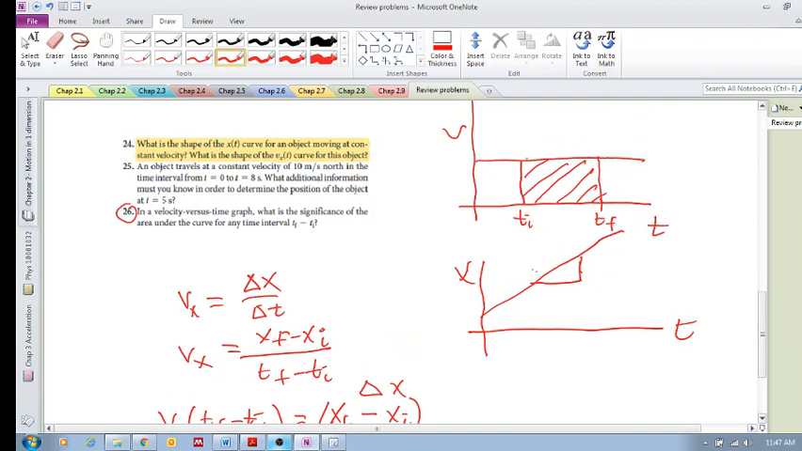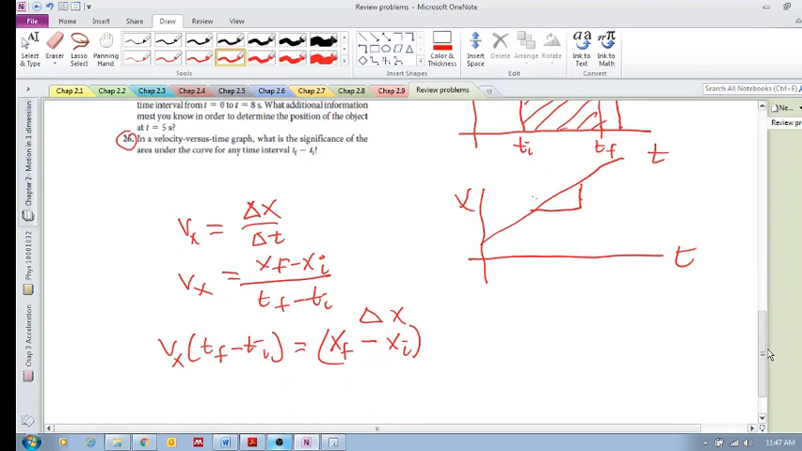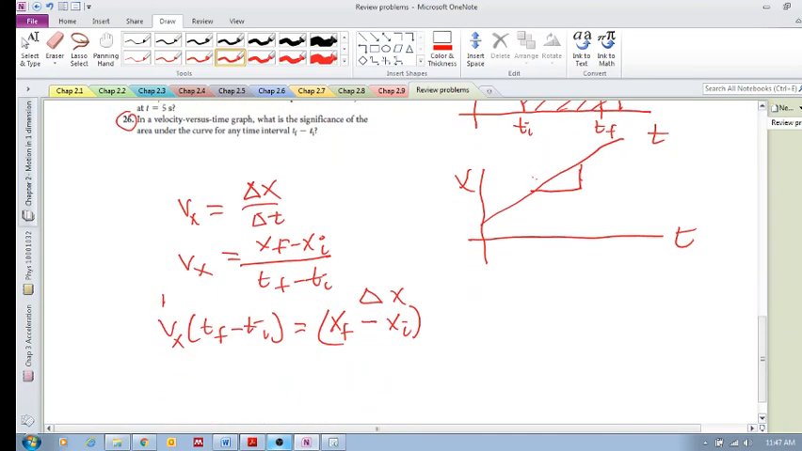Velocity, there's my velocity, is my height, and my change in time is my breadth or width. So the area under the curve is height times breadth, there's my height, and there's my breadth. So the change in my position is equal to the area under the curve. Area under curve. Velocity time curve.